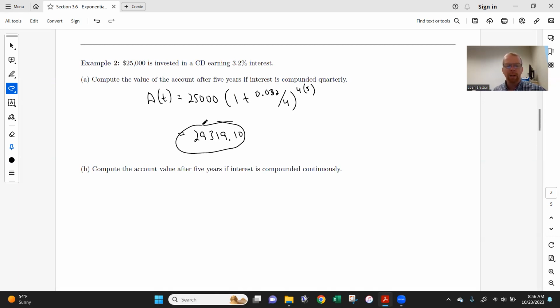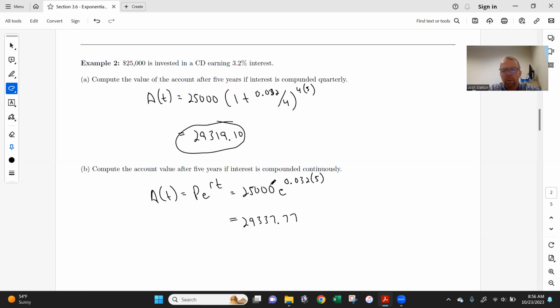Then compute the account value after 5 years if the interest is compounded continuously. So now we're going to use the e function. So P e to the RT. P is still 25,000. e and then 0.032 times 5. And we should get 29,337.77.